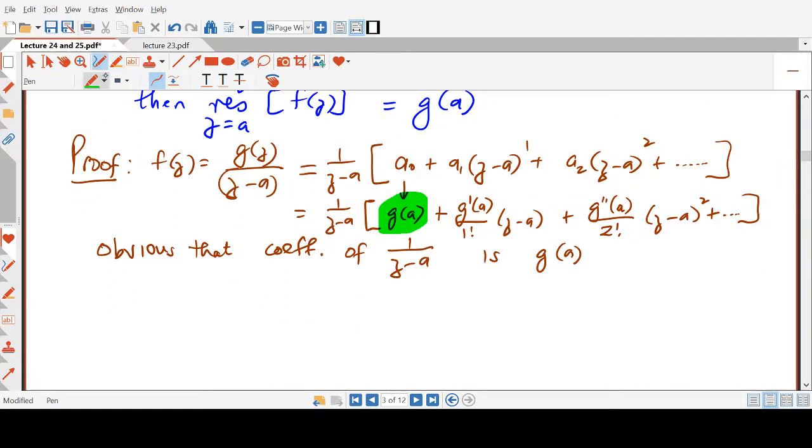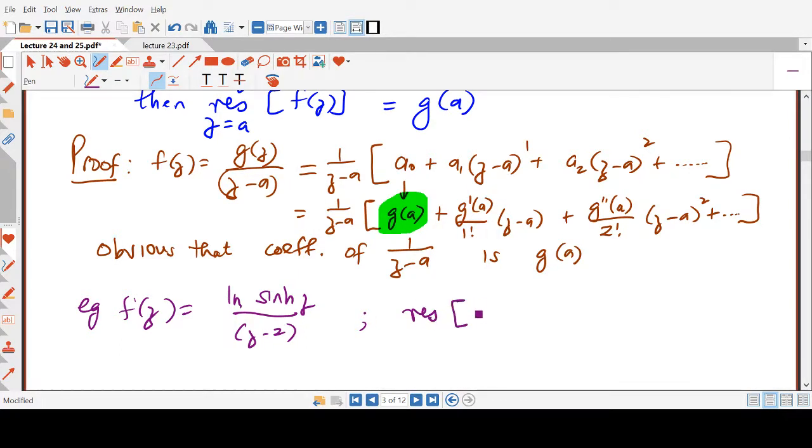Like if I take some crazy function, say f of z is ln sinh z over z minus 2, I can say the residue of f of z at the point z equals 2 is simply ln sinh 2.